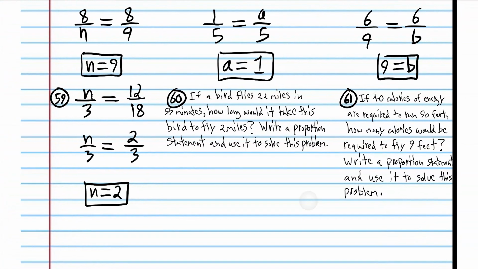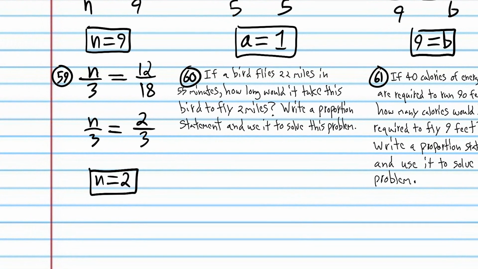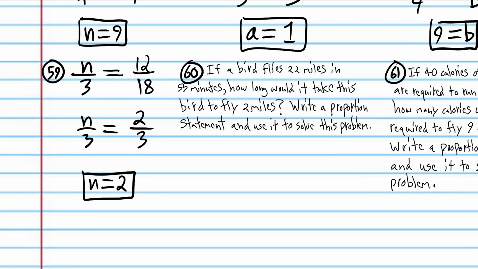All right, number 60. If a bird flies 22 miles in 55 minutes, how long will it take this bird to fly 2 miles? Write a proportion statement and use it to solve this problem. So this seems pretty complicated, but it's actually really easy. We're going to make a proportion statement. We're going to write one fraction is equal to another fraction. Now the first fraction is this rate, 22 miles in 55 minutes.